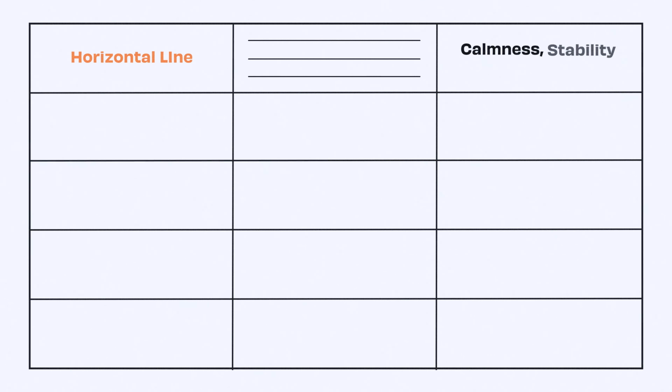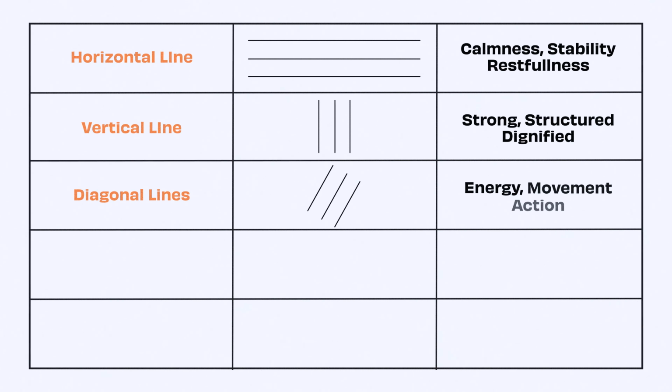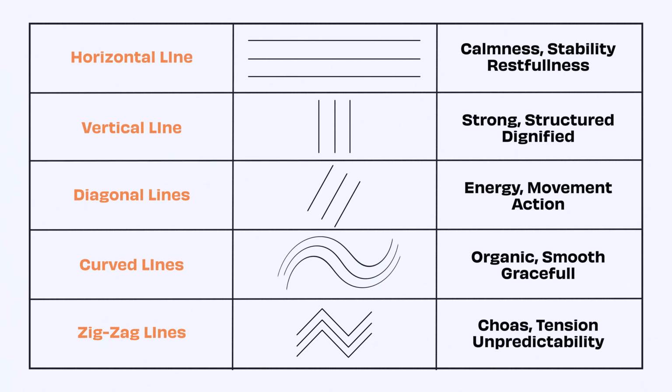For example, horizontal lines convey calmness, stability, and restfulness, which is ideal to create a sense of peace. And vertical lines feel strong, structured, and dignified, which is helpful to create height and authority. Diagonal lines bring energy, movement, and action, often used to grab attention quickly. Curved lines feel organic, smooth, and graceful, ideal for anything requiring a soft and flowing touch. Zigzag or jagged lines suggest chaos, tension, or unpredictability.